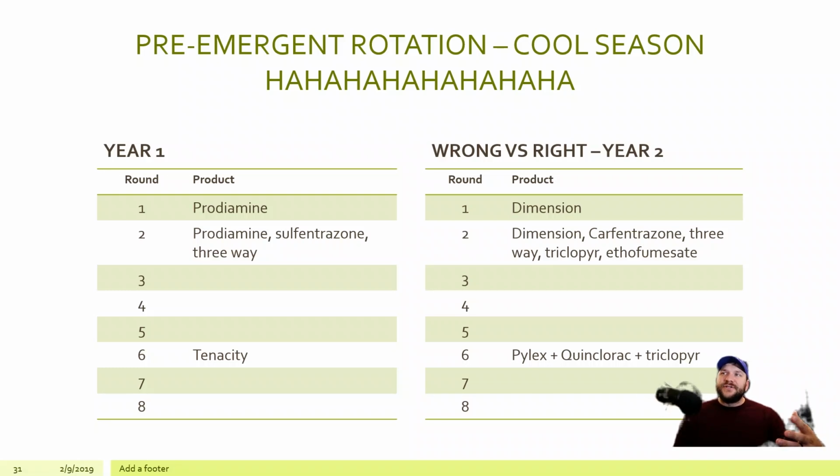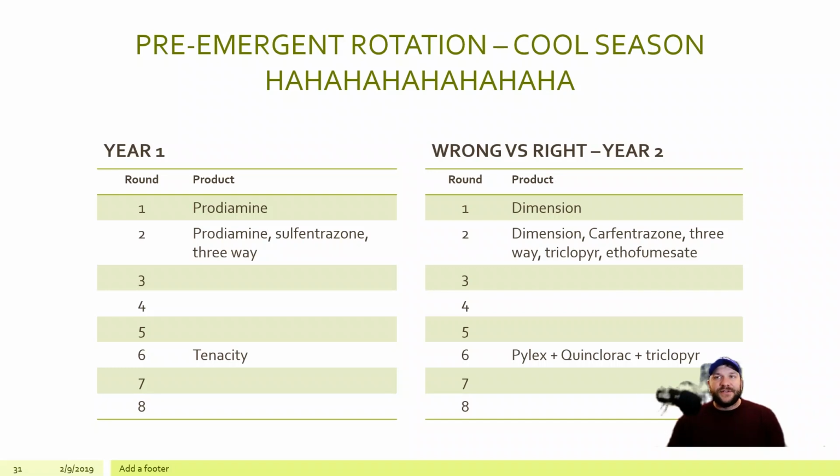Year number 2, look at this, dimension, and then dimension and carfentrazone, 3-way, triclopyr, and ethofumesate. You've got 1, 2, 3, 4 modes of action there. That is going to be a relatively expensive tank mix, but that is going to be a very broad spectrum of control. Round 2 of year number 2 right there, you're probably going to do a good job of catching a lot of Poa annua in that tank mix. So while it may be expensive, that may be something that helps you close the deal, close the sale with potential customers. And then moving into round 6, you could switch into something like Pylex, quinclorac, and triclopyr.